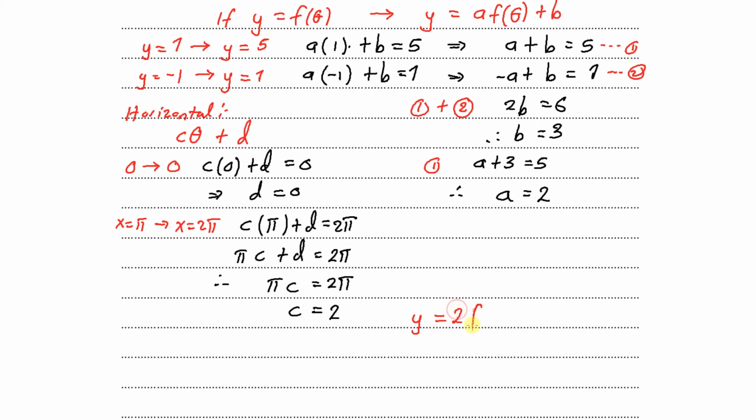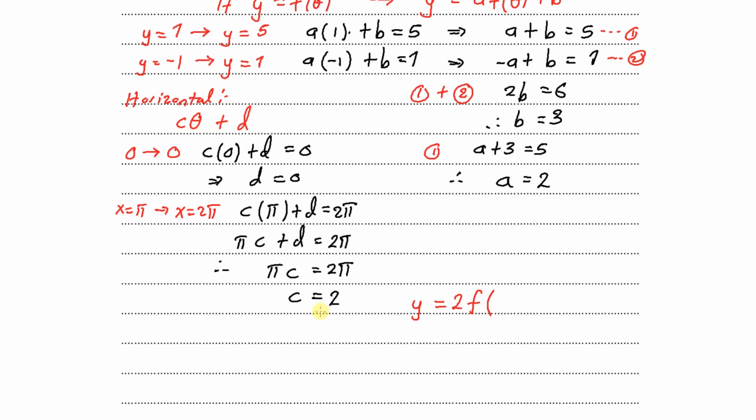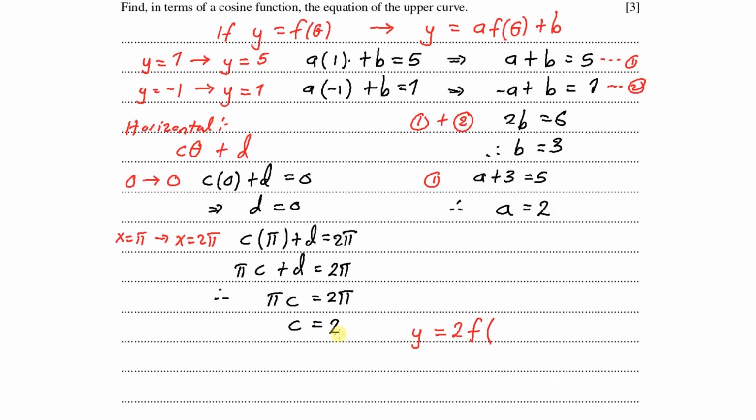So that's 2 of f of, and inside the bracket, we're going to be having C theta plus D. So we got C to be 2. But since the graph has been widened out, I'll write that factor as 1 over 2. So it's 1 over 2 theta, close bracket. And then it's plus b, and we got b to be 3. So it's plus 3. So eventually, in terms of cos, we write it as y is equal to 2 cos of half theta plus 3. So this becomes the final answer.